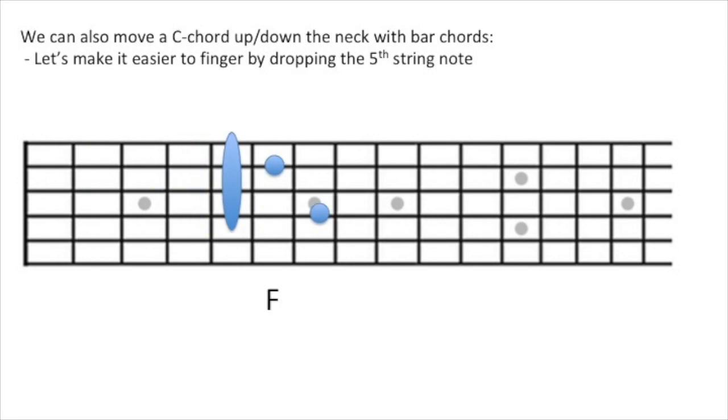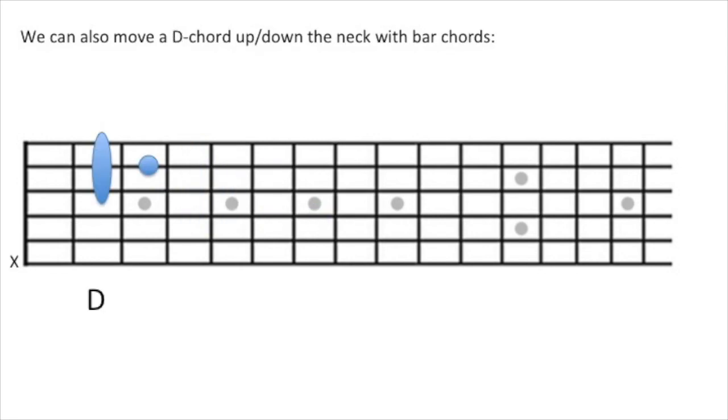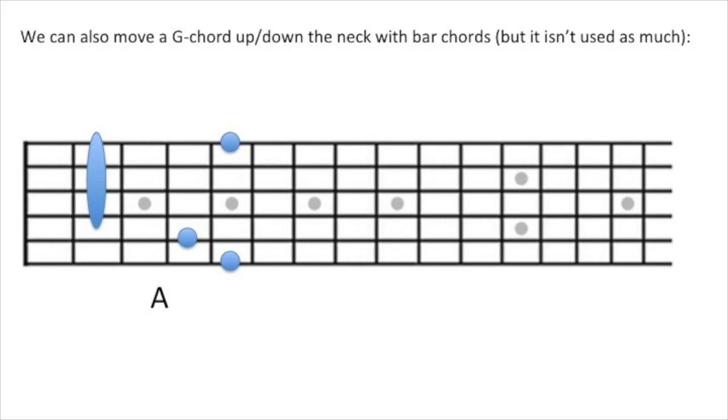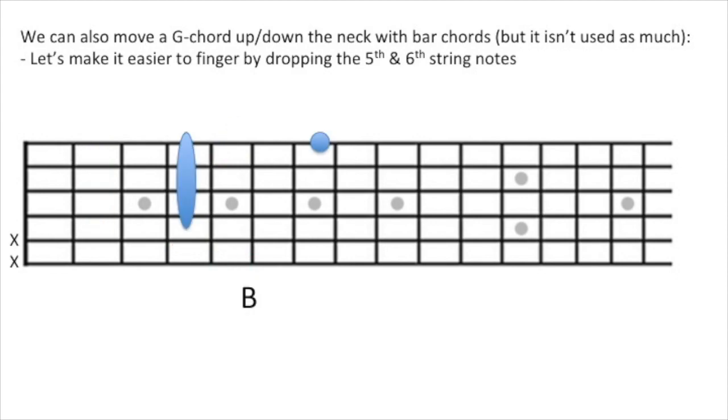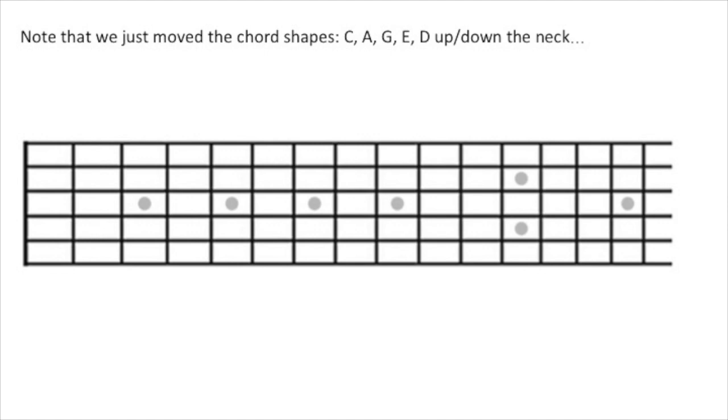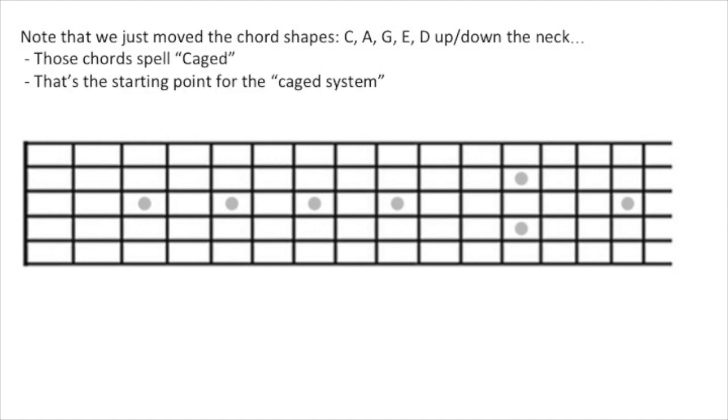This barred C shape will get us other chords. We can do the same thing with the D chord. Let's just use the first 3 strings. We could theoretically move the G chord up and down the neck, but it's such a stretchy chord that this isn't used much. Instead, we could drop the 5th and 6th strings. Notice that the letter names of those chords that we just moved up and down the neck spell out the word CAGED. That's why it's called the CAGED system.